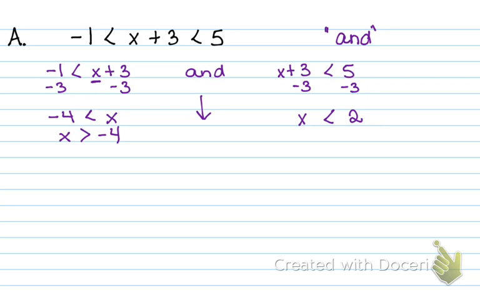So now we're going to graph it. We're going to use our number line. We're going to at least have both of these numbers on here. You don't have to have every number, but you've got to have these numbers. So -4 and 2.